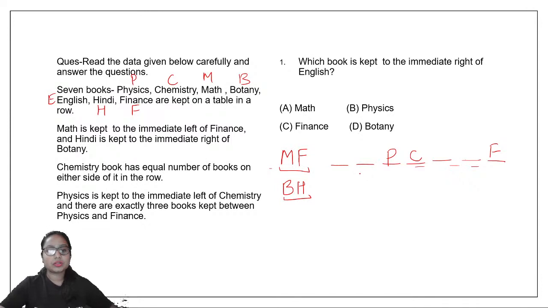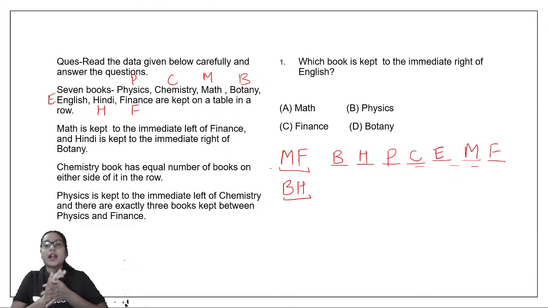Now MF and BH, only these 2 combinations need to be filled, either on these 2 spaces or these 2 spaces. So we just have this. Now if F is here, then M would be here, as MF is together. BH cannot be placed in one position, so we'll get B and H here. Remaining only one position, which would be taken by English, as only English is remaining. So we get the entire arrangement.